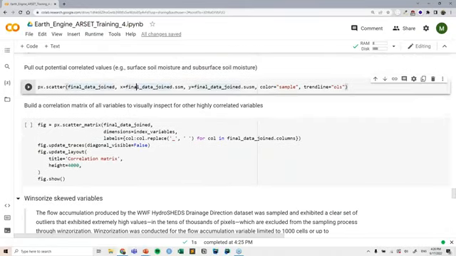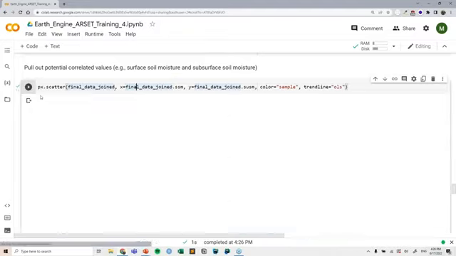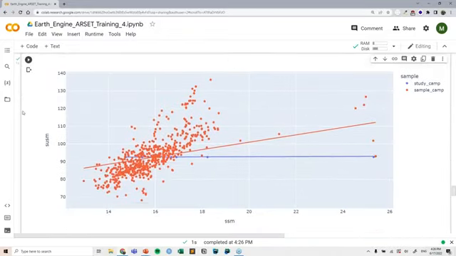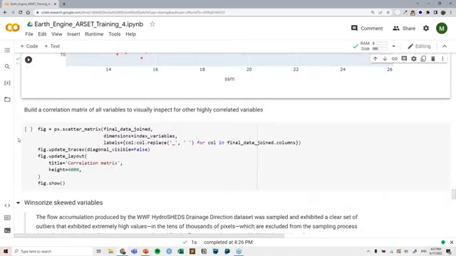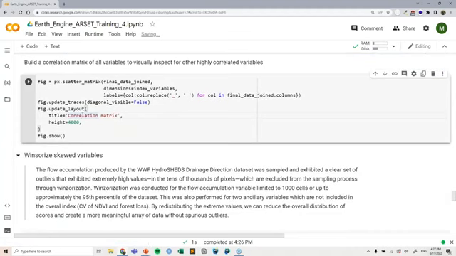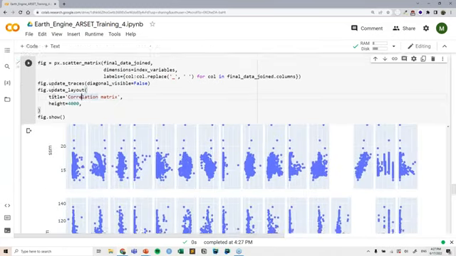The next step is to look for potential correlated values. For example, surface soil moisture and subsurface soil moisture. This is already indicated in the literature around these variables, but we can see that there is some slight correlation, but not overwhelming. We can expand on this by building a larger correlation matrix, which I can run here. And this is looking for correlations between all the values.